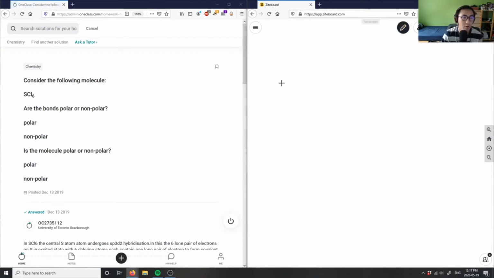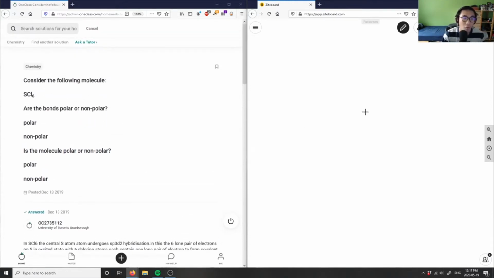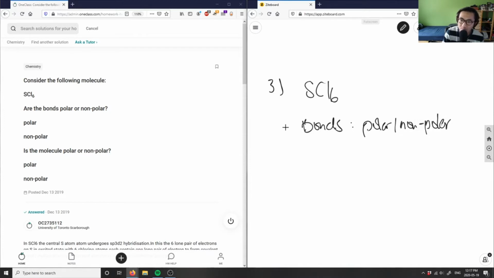Consider the following molecule. Are the bonds polar or nonpolar? Is it just one molecule here? Okay, so I have SCl6 here, and it's asking us if the bonds are polar or nonpolar, and then the molecule itself, is it polar or nonpolar?